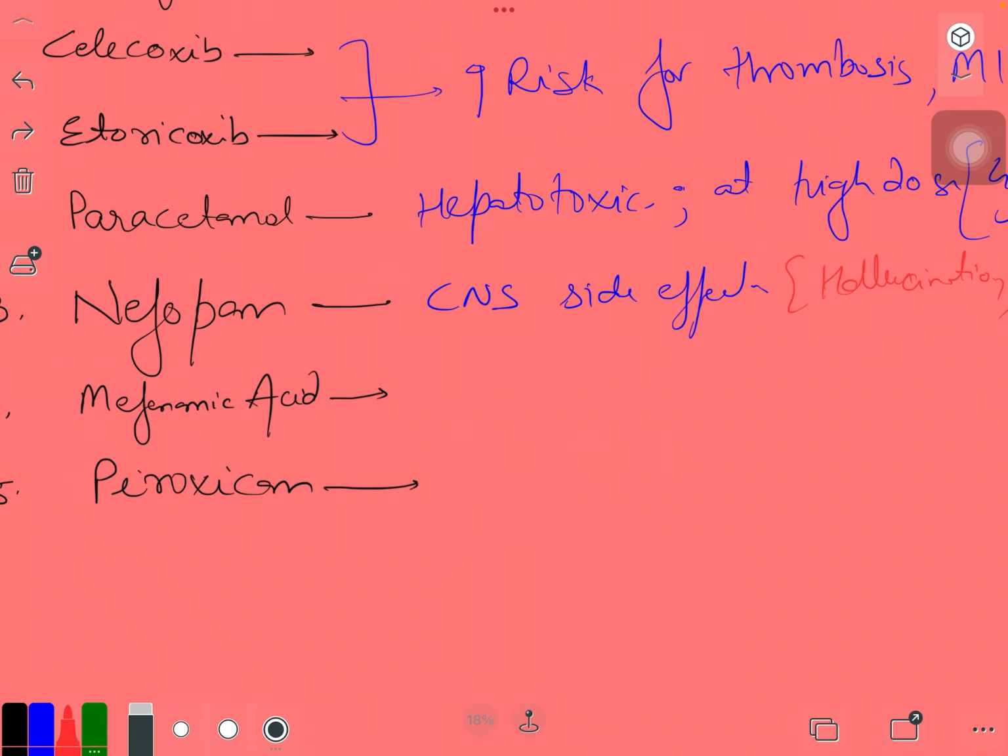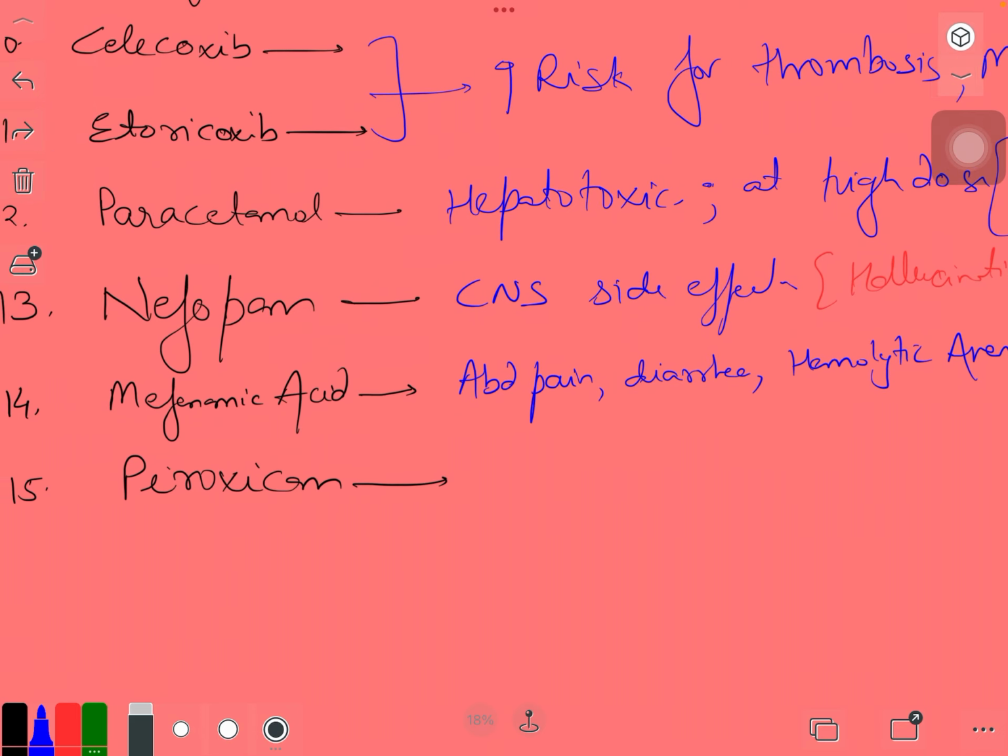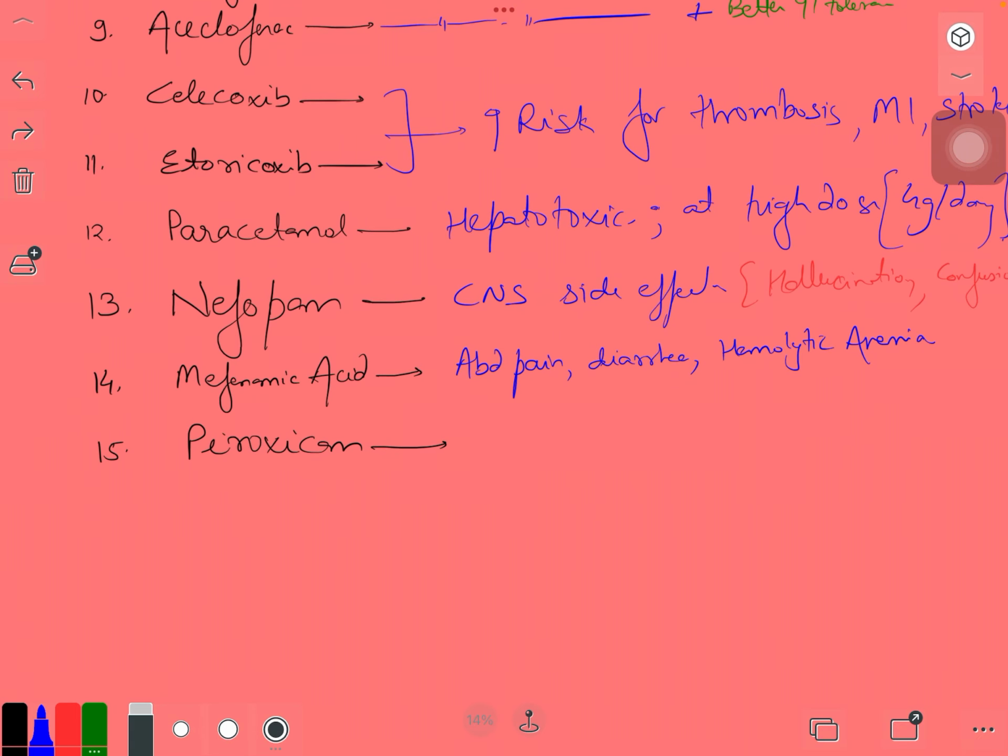Next is mefenamic acid. Mefenamic acid, mefenamate, causes abdominal pain. It can also cause cramps, and it can cause diarrhea. And for prolonged use in females, it can cause hemolytic anemia. Why females? Because this drug is actually used by females a lot.